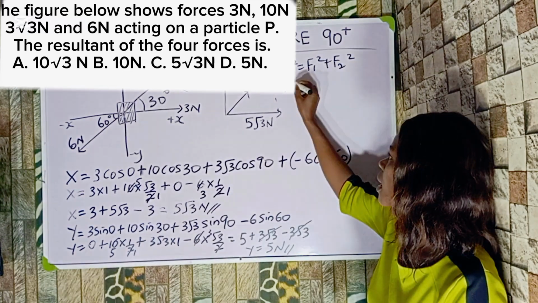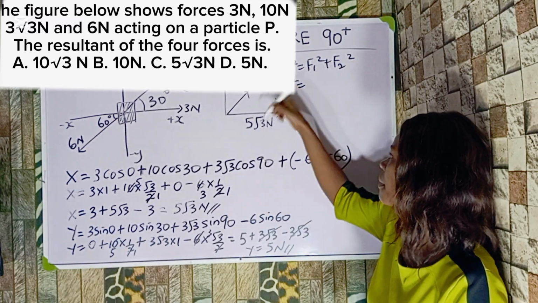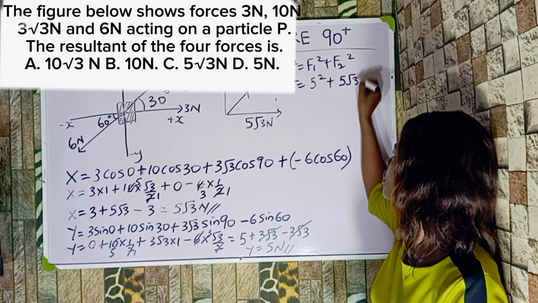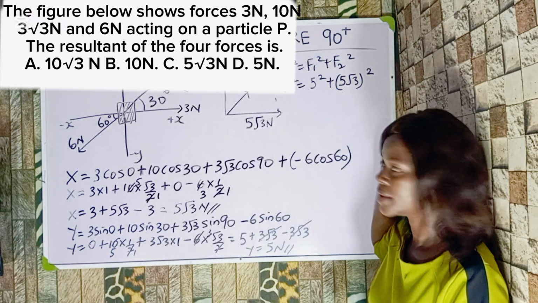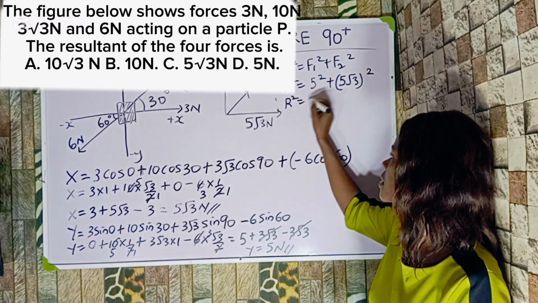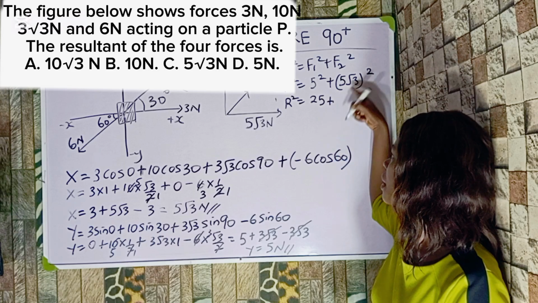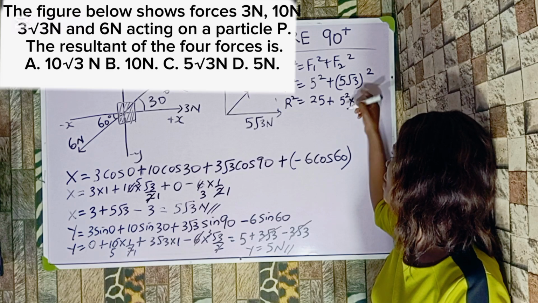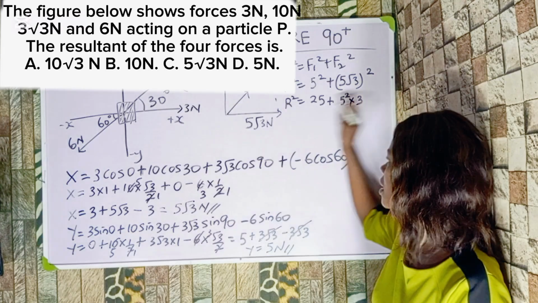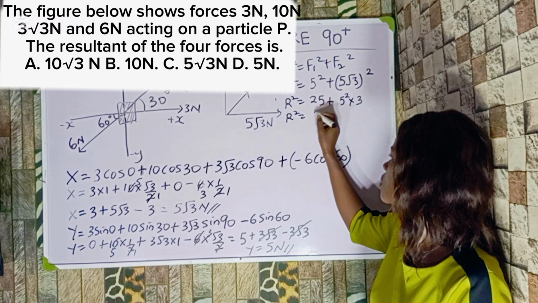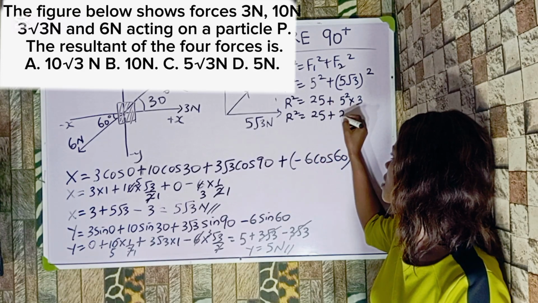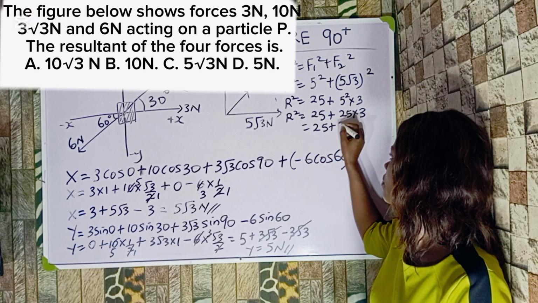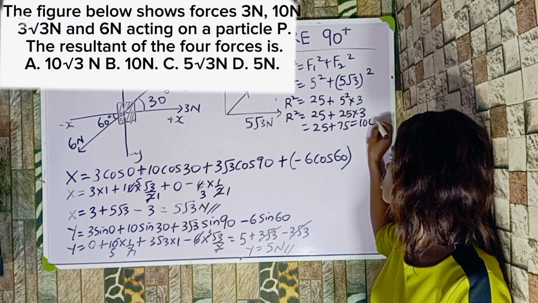So R square is equals to, what's my F1? My F1, I will use 5 square plus my F2 is 5 root 3 all squared. Is that clear? So now my R square is equals to 25 plus, by the time you square this, you have 5 square times 3. So R square is equals to 25 plus 25 times 3, which will give me 25 plus 75, which is 100.